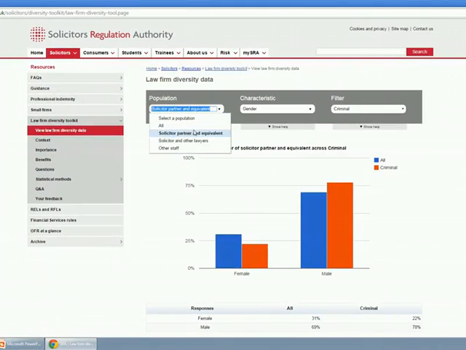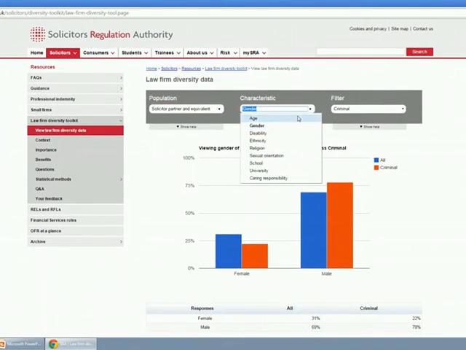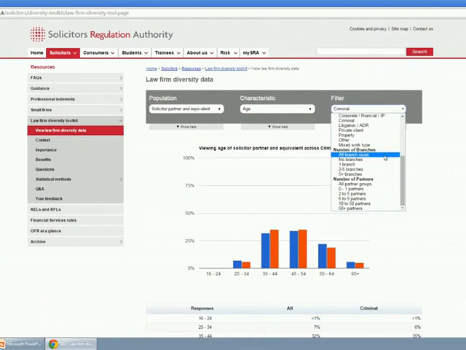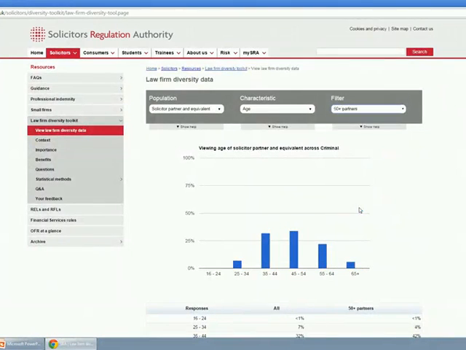And then finally, we want to take a look at partner and equivalent. So I'm going to keep that on partner and equivalent for this example. I'm going to take a look at age. So that's the one at the top. And I'm going to then scroll down and I'm going to take a look at firm by size. So I'm going to start off by taking a look at the larger firms, those with 50 plus partners.